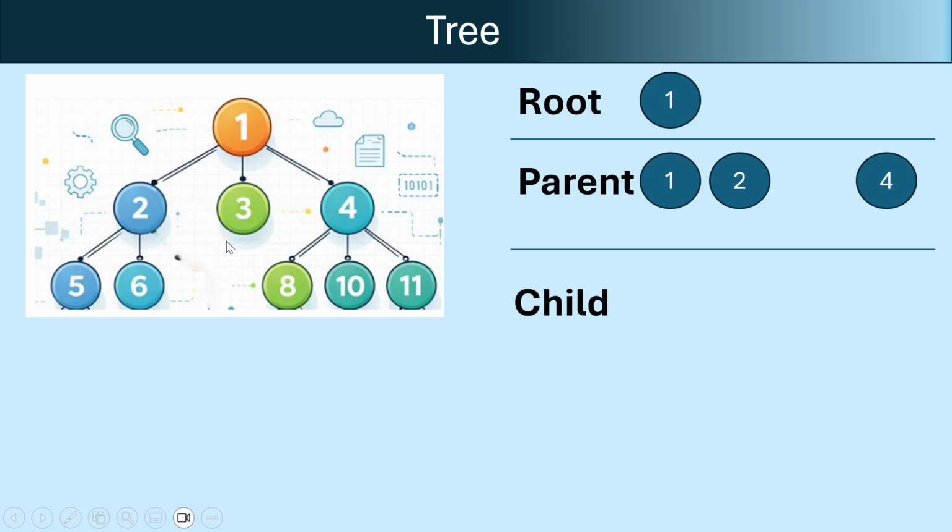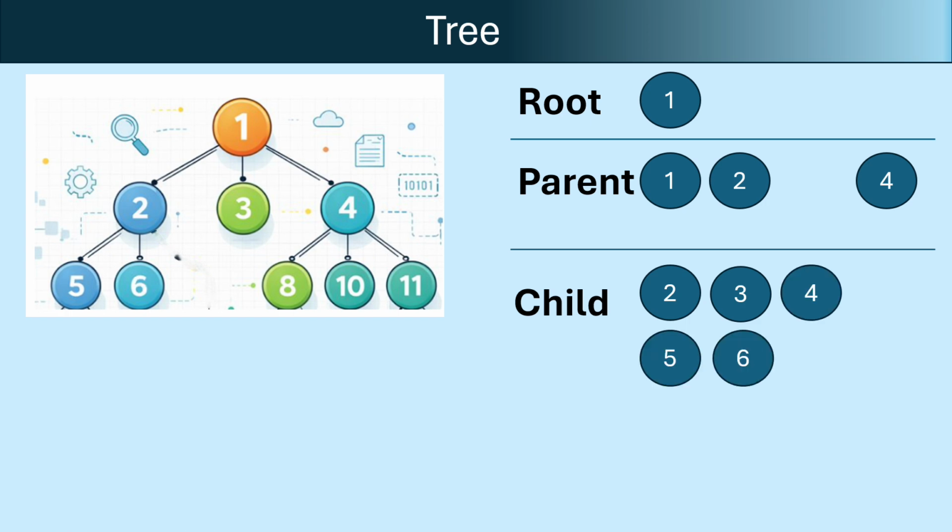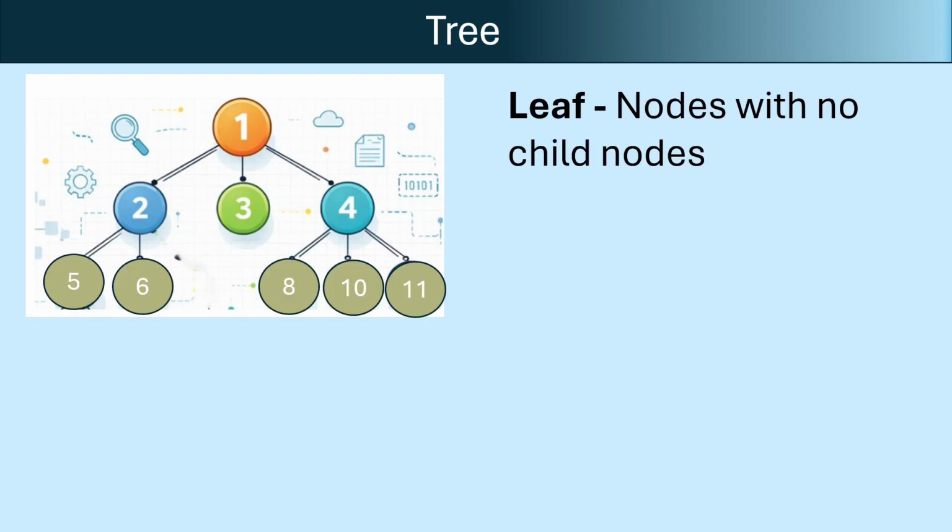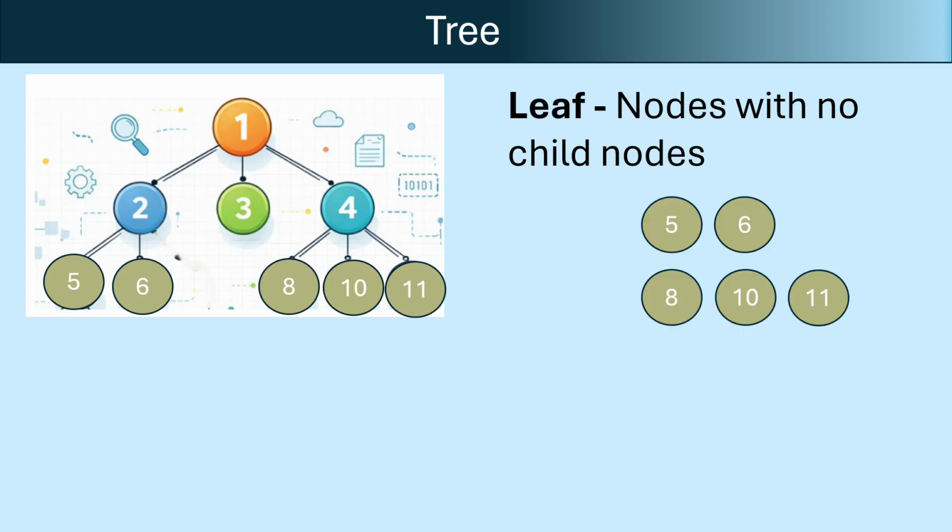A child is anyone that has parents. So you could say everybody apart from the root would be a child. So 2, 3, 4, 5, 6, 8, 10, and 11. Next, we're going to look at our leaf. Our leaves are nodes with no children. So 5 and 6 would be leaves. 8, 10, and 11 are also leaves.